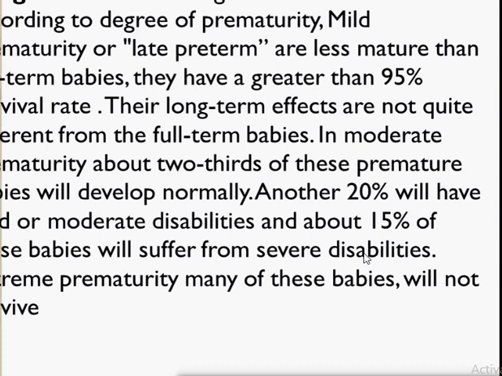In late preterm or mild prematurity, يعني تقريبا ماكو ذاك ال difference between it and the full-term baby. In moderate prematurity, about 2/3 of these premature babies will develop normally. Another 20% will have mild to moderate disabilities. About 15% of these babies will suffer from severe disabilities.